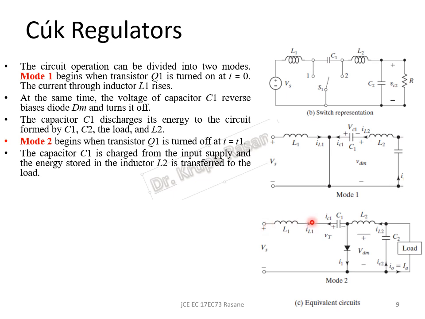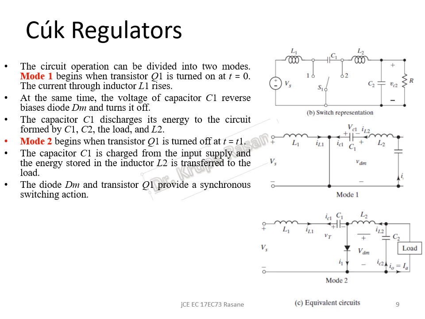So the capacitor C1 will start to charge from the input supply and the energy stored in L2. This is one path, and L2, this is another path, and the energy that is stored in L2 is transferred to the load. So it will also transfer the energy stored in L2 through this capacitor, this is a closed loop, and to the load as well. So this is how your mode 2 operation occurs.